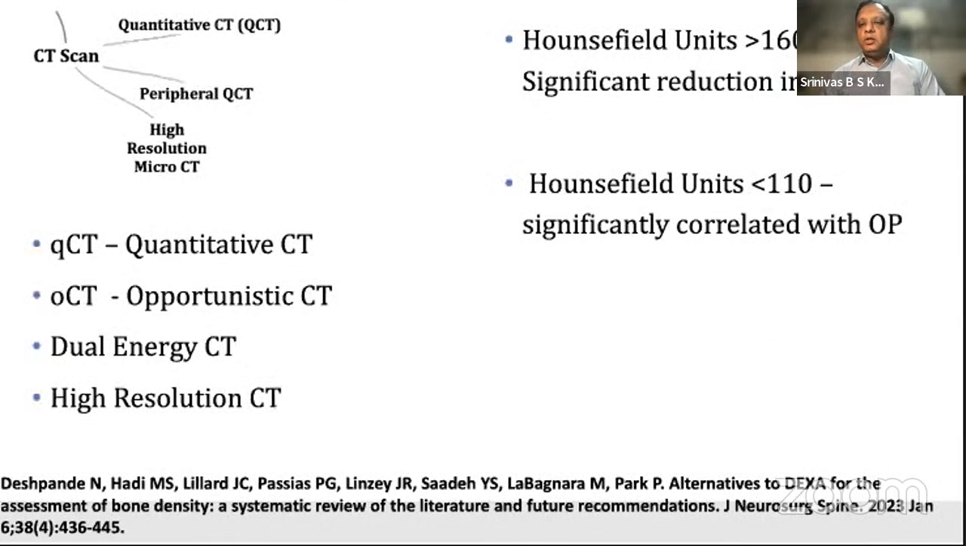Quantitative CT is considered gold standard after DEXA for bone density assessment. Opportunistic CT is used to diagnose when CT scan is performed for other reasons. Dual energy CT shows bone material differentiation. HRCT provides detailed information about the bone microarchitecture. Hounsfield unit of less than 110 in CT significantly correlates with osteoporosis.